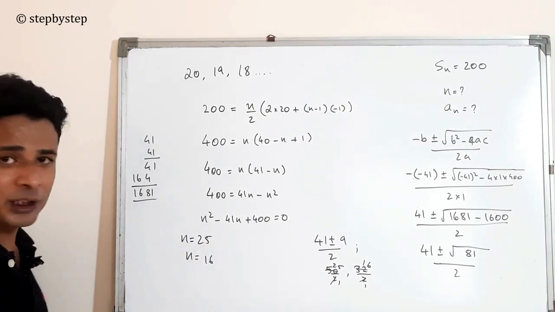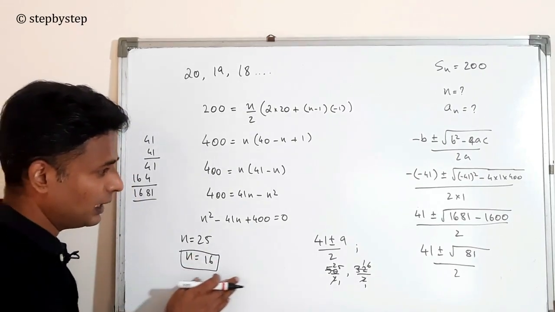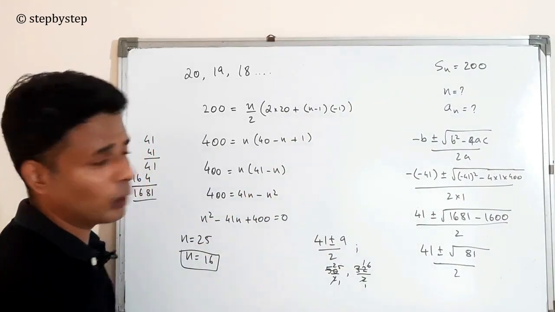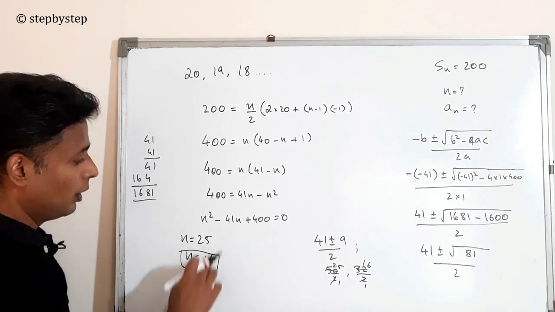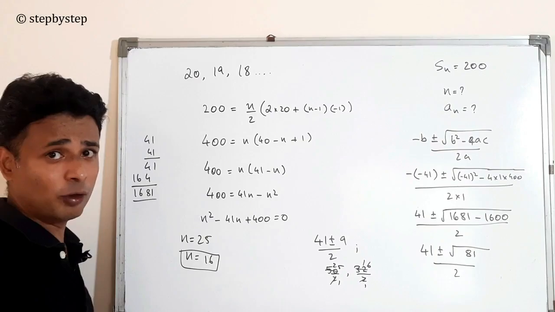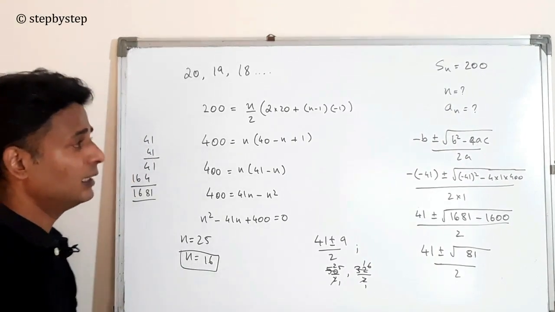So which is the right option? n of 16 is the right option. Why? Because initially it was increasing. So at n of 16, the total became 200, which means terms are still positive. When it reaches n of 25, the terms are negative, which means there are supposed to be negative number of logs, which is not possible. So our n value is 16.